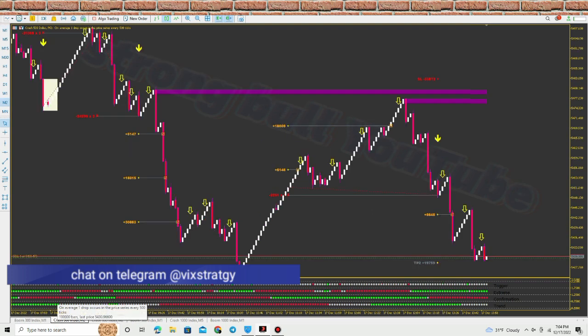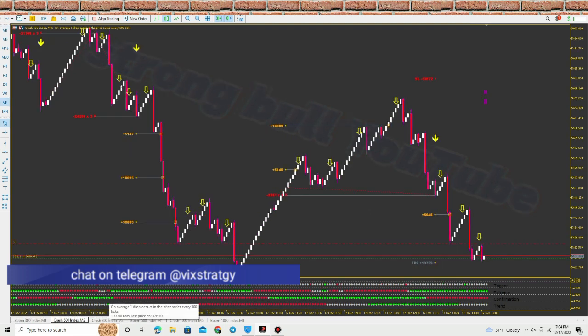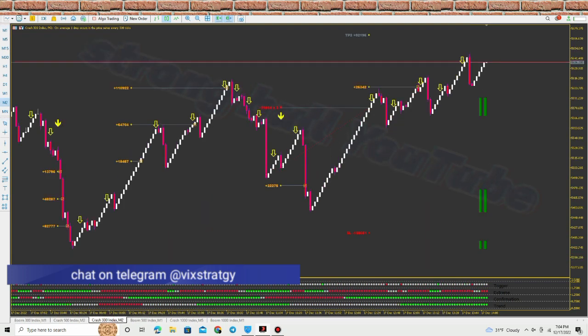And look here, Boom 300, and here is Crash, and here is Crash 300. This is the chart. Here is the signal guys. Now it's time to open a trade. The first trade on Crash 300 is executed.